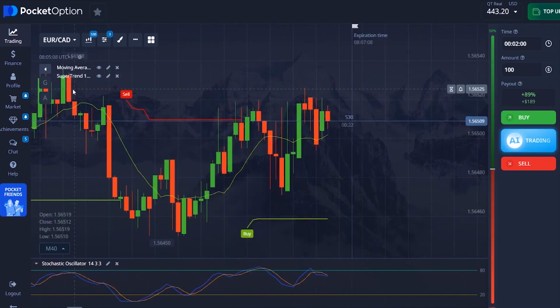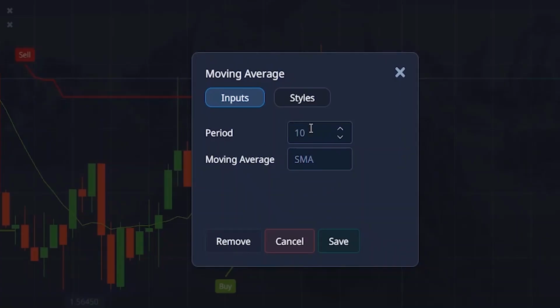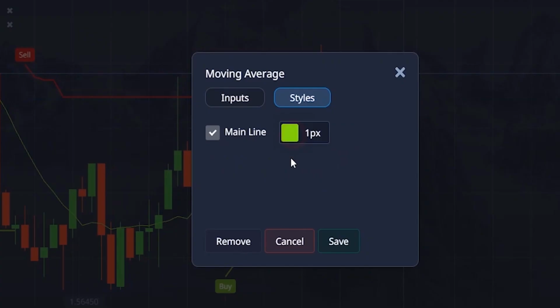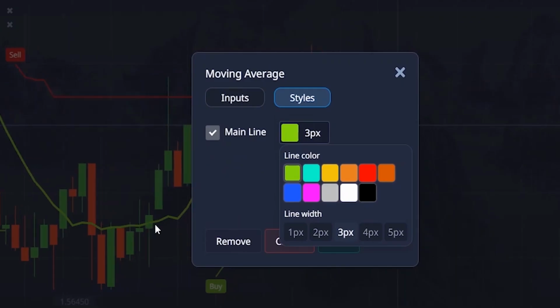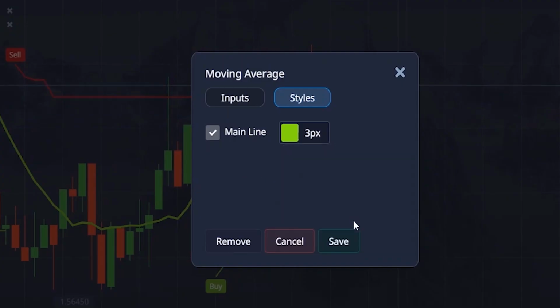The settings of my first indicator, which is the moving average indicator, come with a period of 10, moving average SMA. Right here on the style level, we're going to be using it in green color. I'm going to be using it at 3 pixels. The reason why we're using it at 3 pixels is because we want it to be stronger, so we can be able to see the visibility. I hope you're getting that right. So when you're done, just click on save.